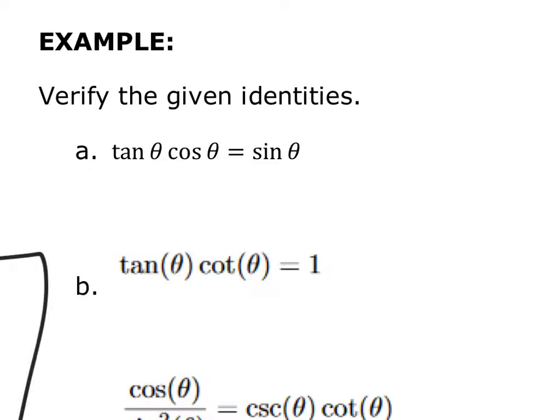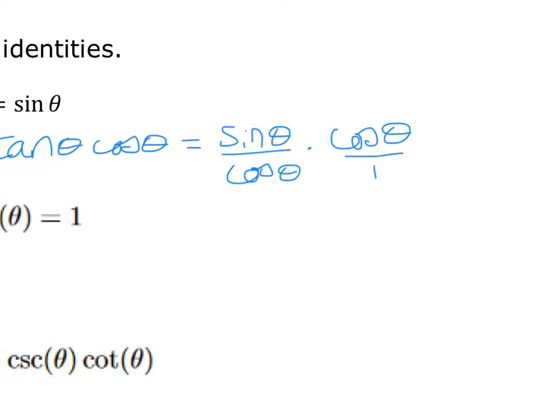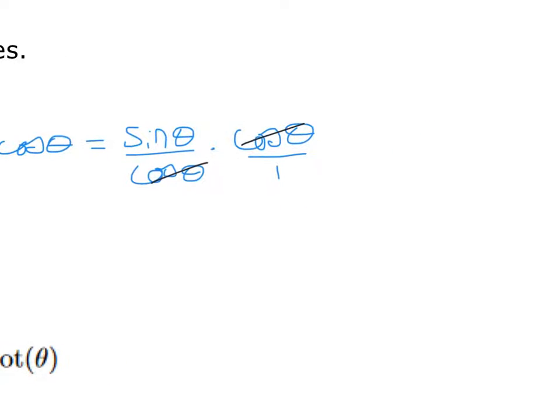All right, so I'm going to choose the left-hand side because it has the most information. So I'm going to rewrite the left-hand side. The left-hand side is equal to tangent of theta, cosine of theta. How do we define tangent? It is sine theta over cosine theta. I still have the cosine theta there. If I want to, I can write it over 1. My cosines are the same, so they're going to cancel themselves out. So I'm left with just the sine theta, which is my right-hand side.